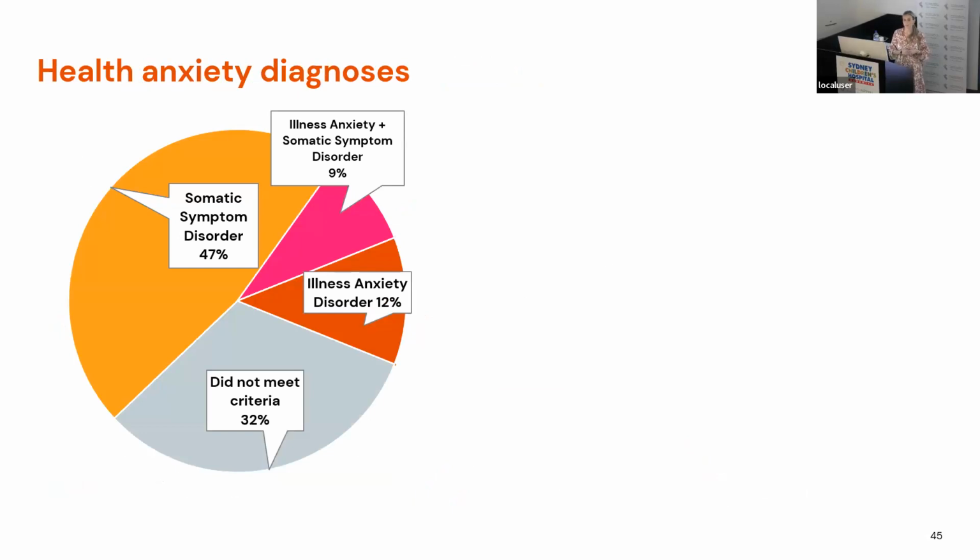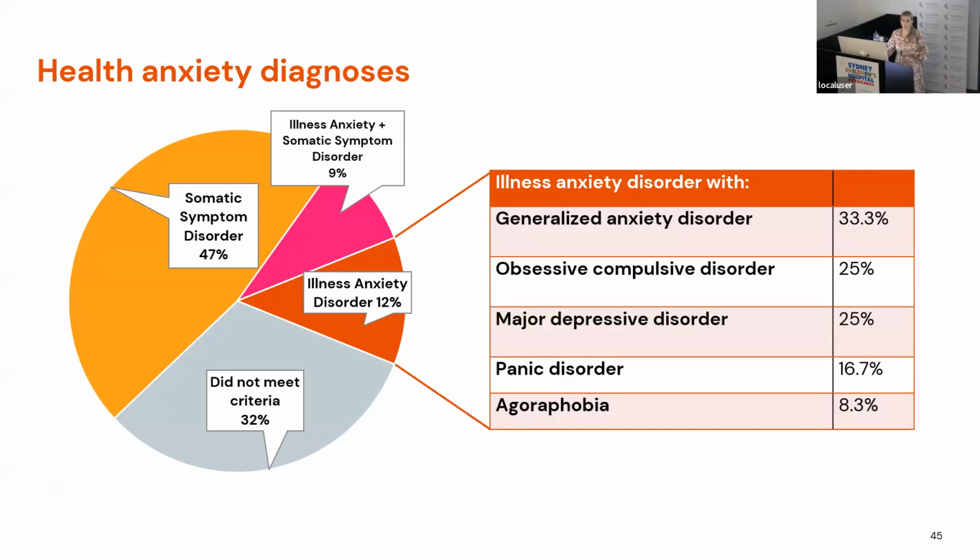We also looked at how many of our participants met criteria for these two disorders, and we found that just under a half met criteria for somatic symptom disorder, 12% met criteria for illness anxiety disorder, and 9% met criteria for both. We also had 32% of our participants enter the study reporting elevated levels of health anxiety, but they didn't quite meet criteria for either of these disorders. We were also interested to know how comorbid illness anxiety disorder was with other mental health disorders, and we found that it was most comorbid with generalized anxiety disorder and least comorbid with agoraphobia.